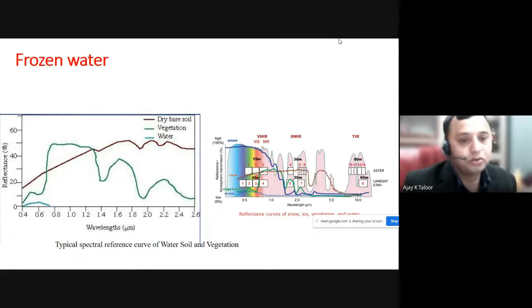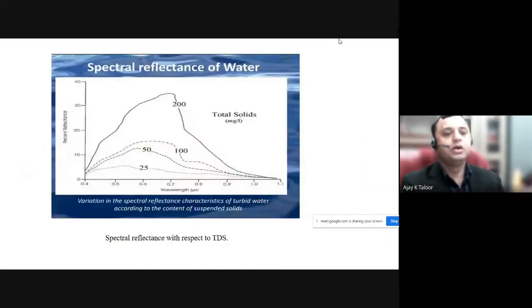So now the frozen water. First I discussed the surface water, second was the groundwater, and third is the frozen water, or you can say the glacier studies, how we are able to do glacier studies.